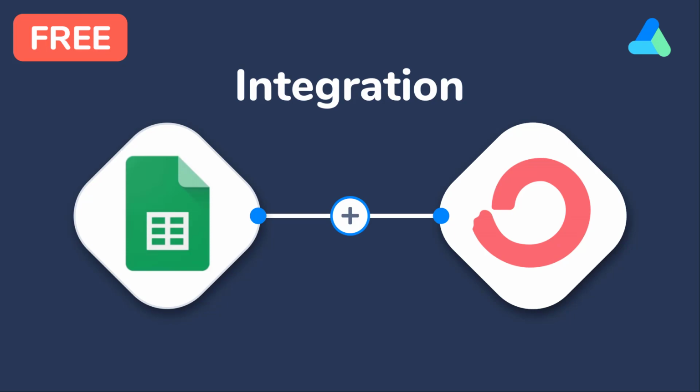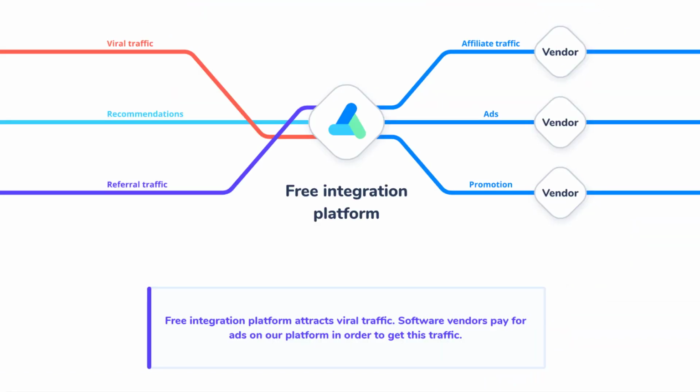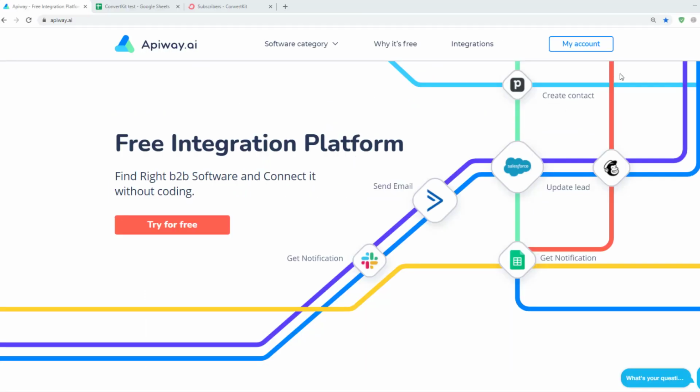I'll do it with the help of Apiway. Apiway is a free integration platform where you can find appropriate B2B software and integrate it with each other. And you don't have to pay or do any coding. Why is it free? Well, the service charges money from software vendors and promotes them in the software marketplace. That's why Apiway is free and has no limits for end users. Let's move on to the integration.